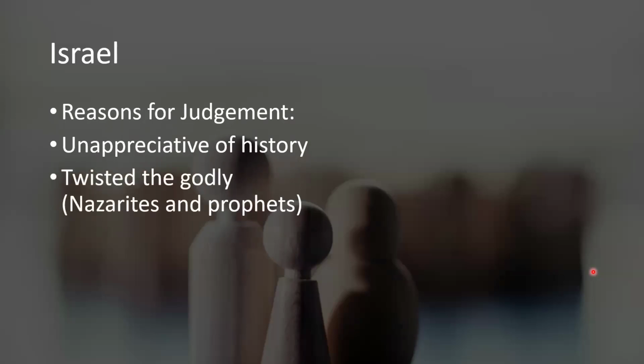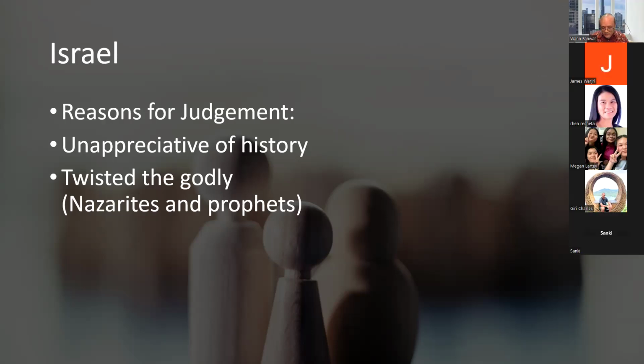Secondly, they twisted the godly, forcing the two groups that were dedicated completely to God, Nazarites and prophets. For example, forcing the Nazarites to drink wine. Nazarites were not allowed to drink wine. Forcing the prophets to either leave the kingdom, Elijah had to leave the land for 3 years, or try to compel them to speak falsehood, and this was done institutionally, not just at the personal level.